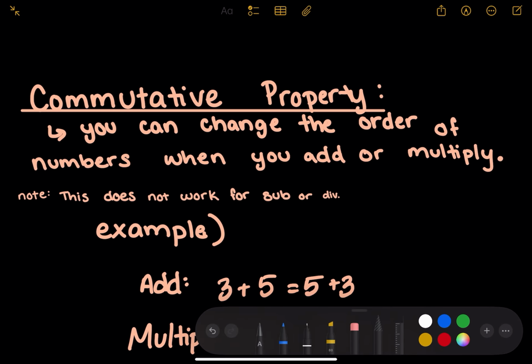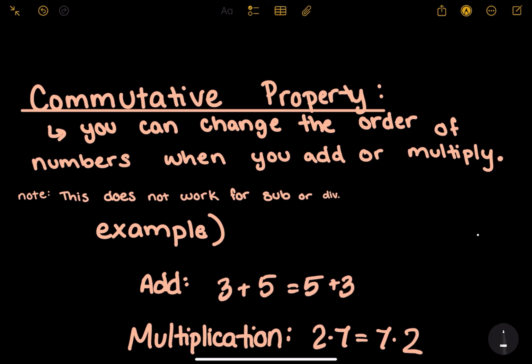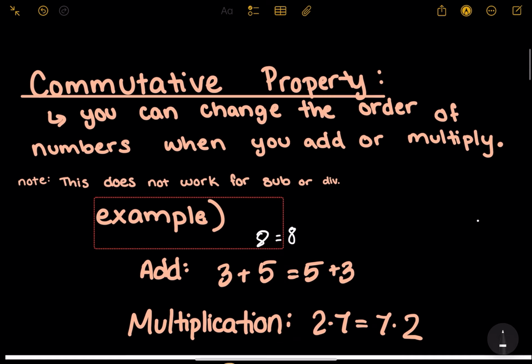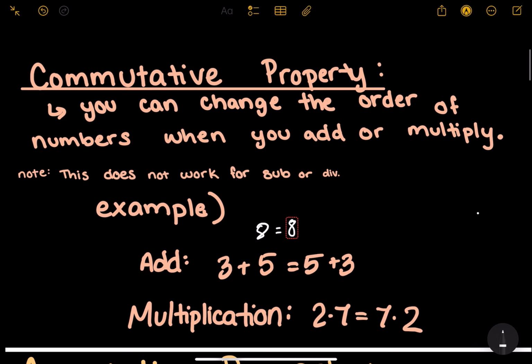Okay, so one example of the commutative property is over here where it says 3 plus 5, which is 8, is equal to 5 plus 3, which is also 8. And for multiplication, it's saying 2 times 7, which is 14, is also equal to 7 times 2, which is also 14.